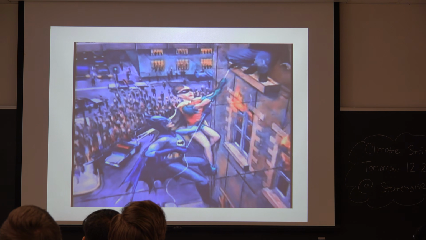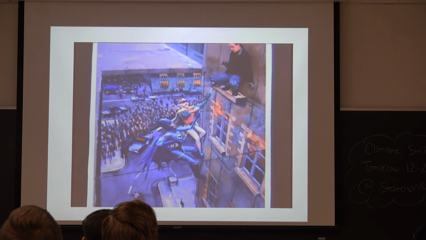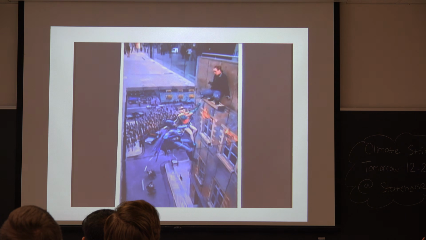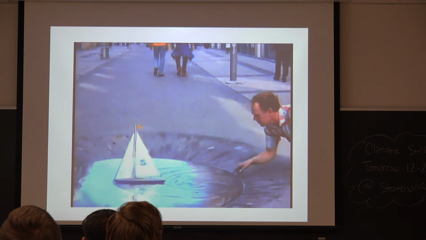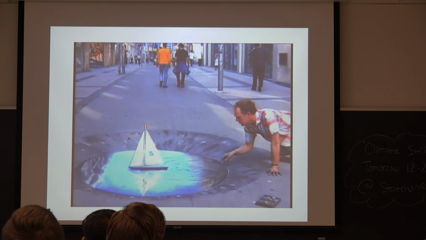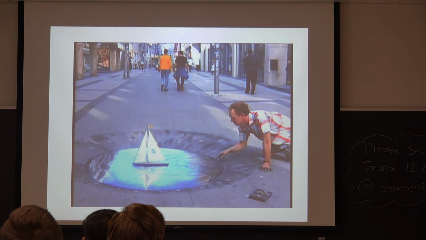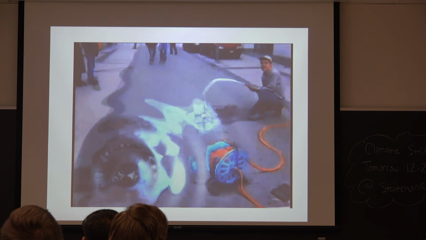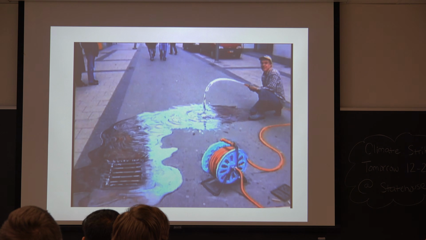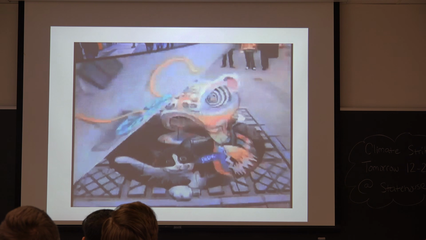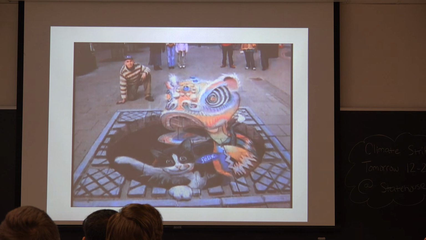This is Julian being rescued by Batman and Robin from the ledge of an imaginary burning building. The sailboat in this picture isn't real. Neither is the pool it floats on. The reel of hose is not real. Neither is the water, nor is the drain. And Felix the cat isn't really climbing out of a manhole wearing a costume for Chinese New Year.